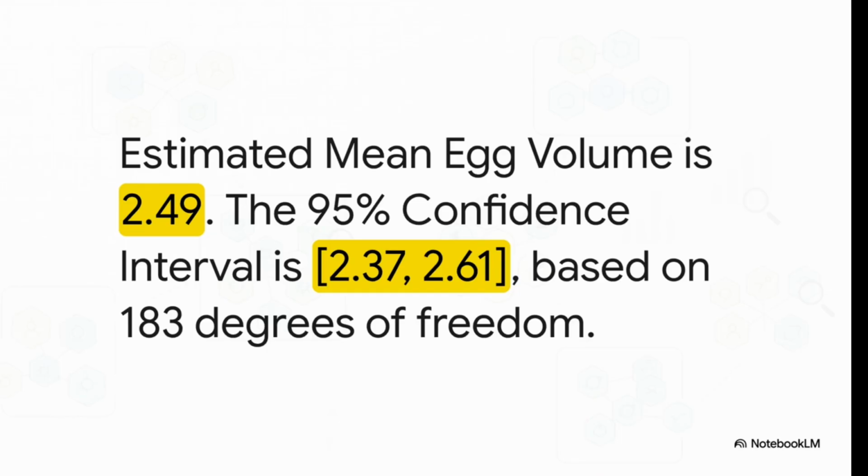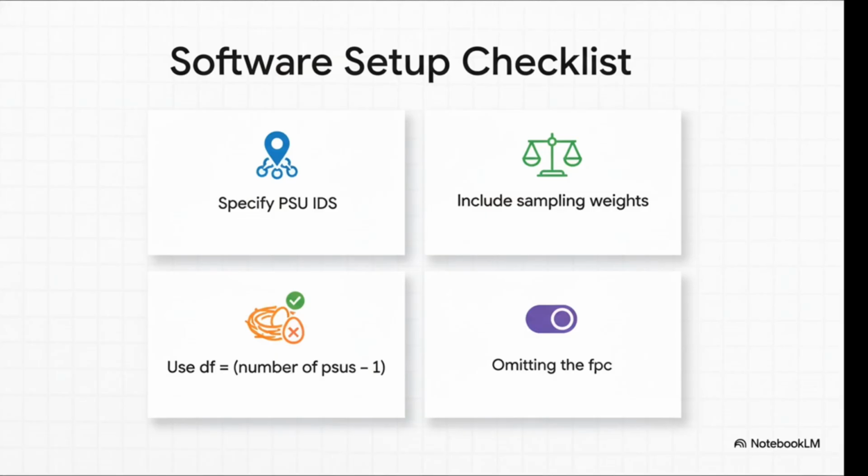Now, when you actually go to do this yourself in R or some other software, there are a few things you have to get right. One, you must tell the software what your cluster ID variable is. That's how it knows how to calculate the standard errors correctly. Two, you've got to provide those sampling weights. Three, remember, the degrees of freedom is based on your number of clusters, not your total sample size. And four, it's often a good idea to just skip the finite population correction, the FPC. This gives you a slightly more conservative, meaning larger, standard error, which is usually a safer bet.